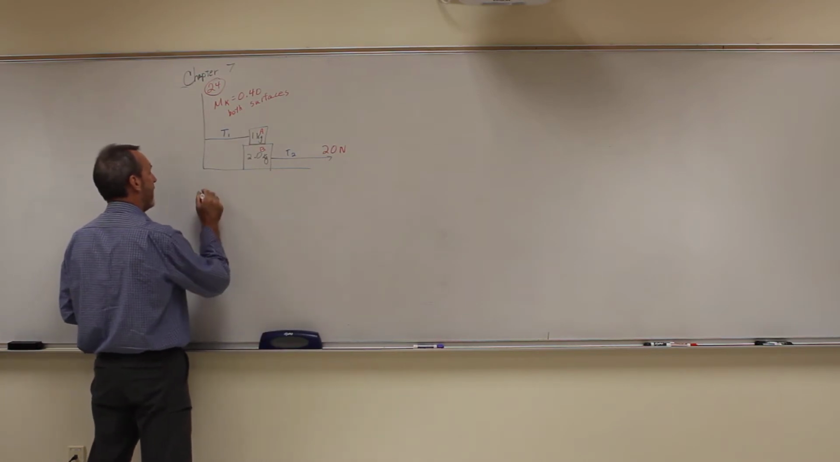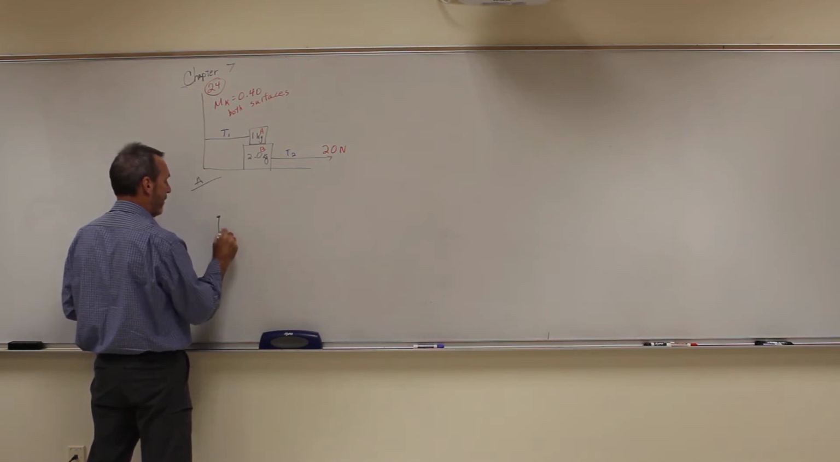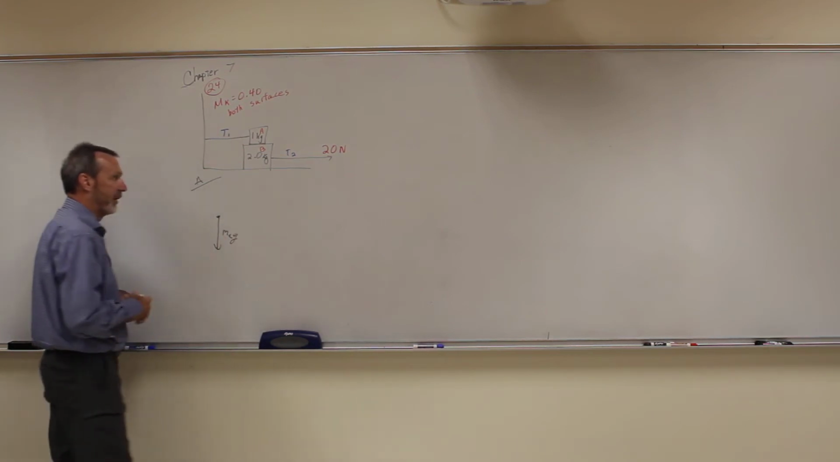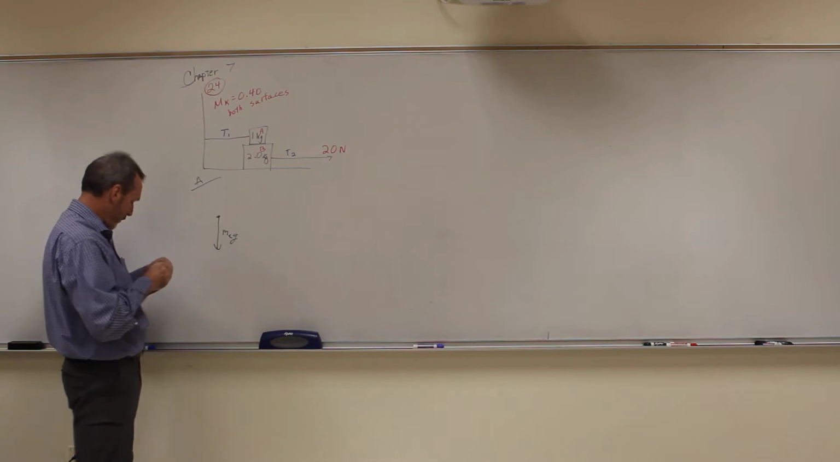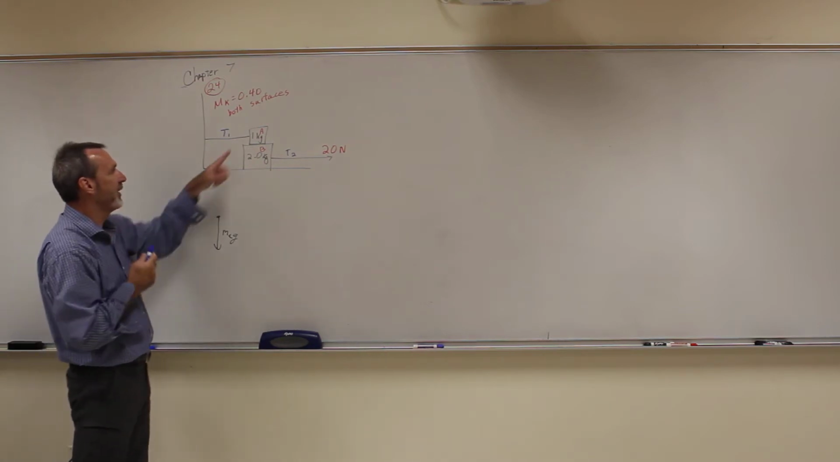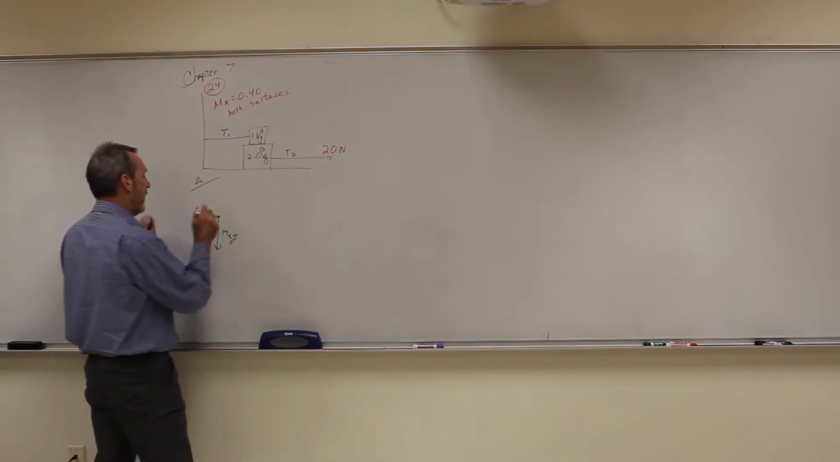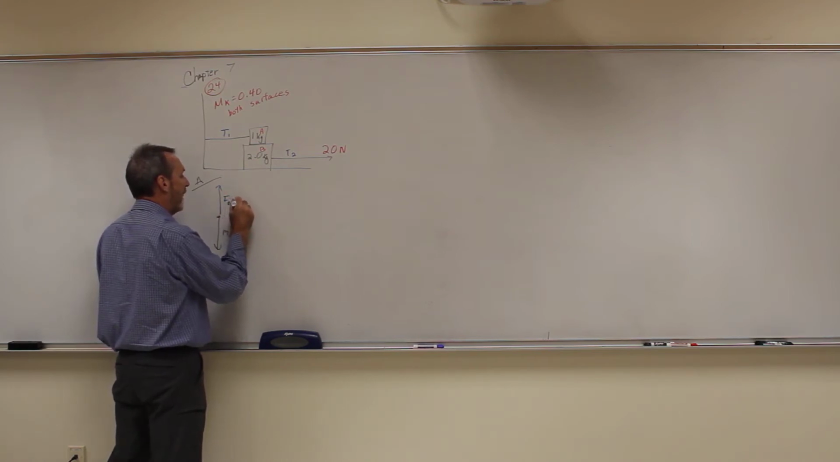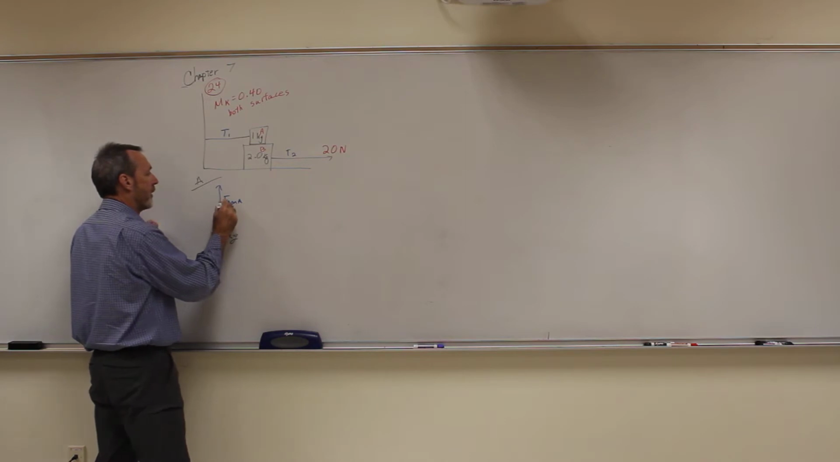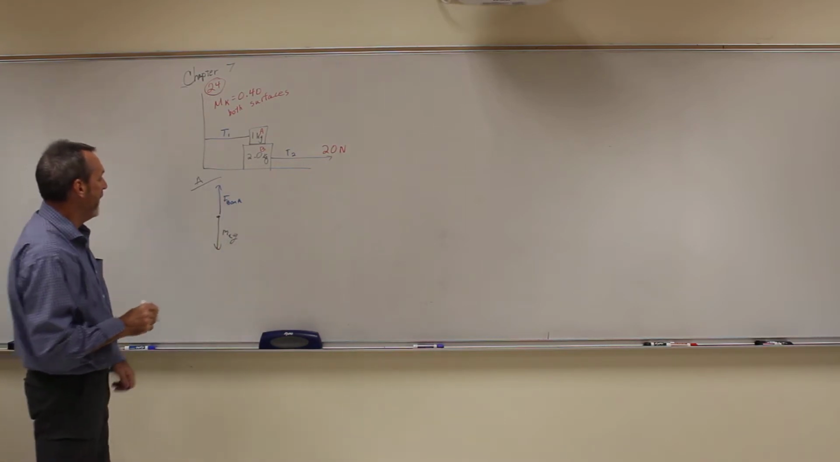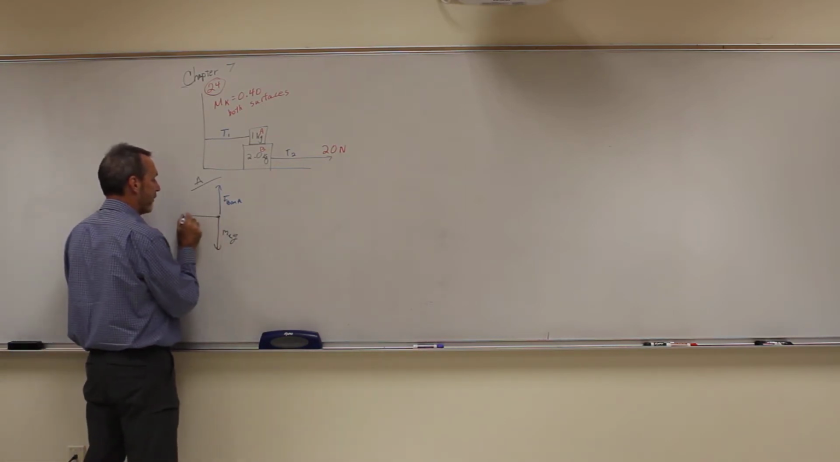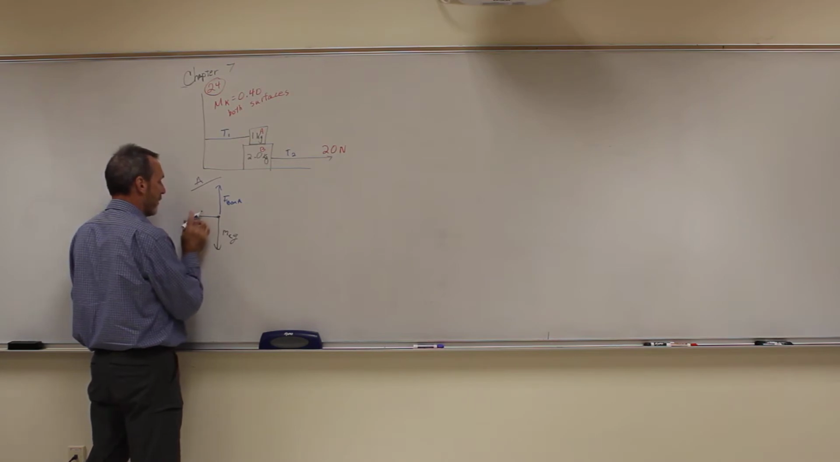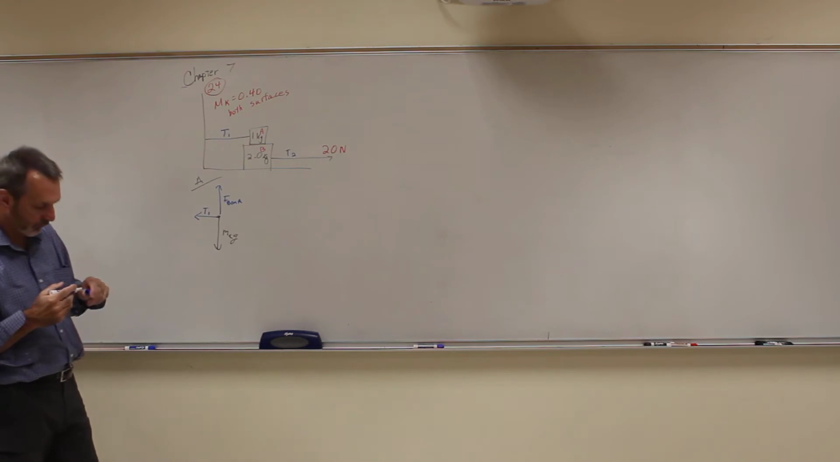So for block A, our free body diagram has M sub A times G. And then remember, we don't have a normal force. It's sitting on top of another block. So we have force of B on A. Okay? And then we have a tension force going this way, which is T1.